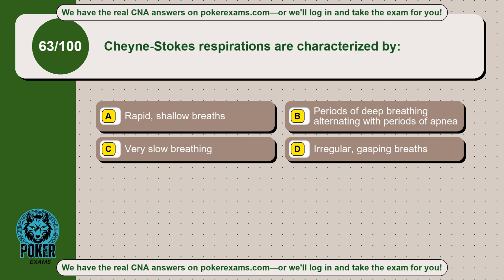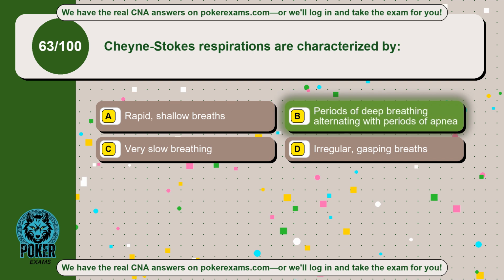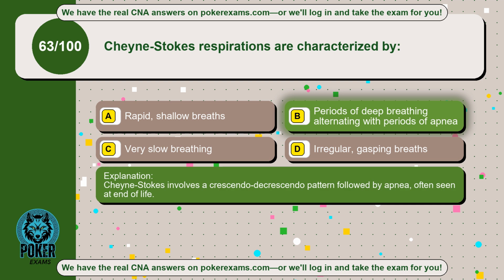Question 63. Cheyne-Stokes respirations are characterized by: Option A, rapid, shallow breaths. Option B, periods of deep breathing alternating with periods of apnea. Option C, very slow breathing. Option D, irregular, gasping breaths. The correct answer is option B. Periods of deep breathing alternating with periods of apnea. Cheyne-Stokes involves a crescendo-decrescendo pattern followed by apnea, often seen at end of life.